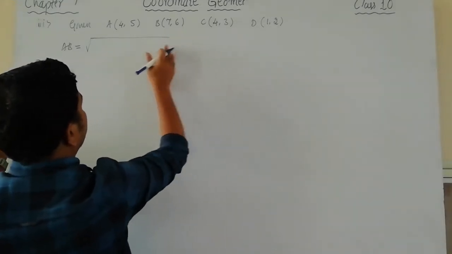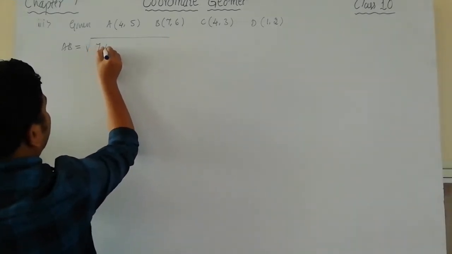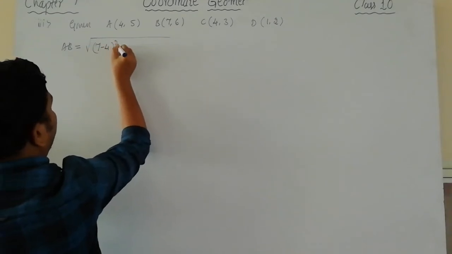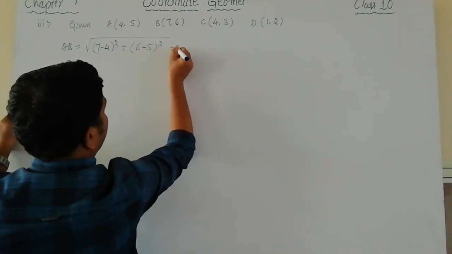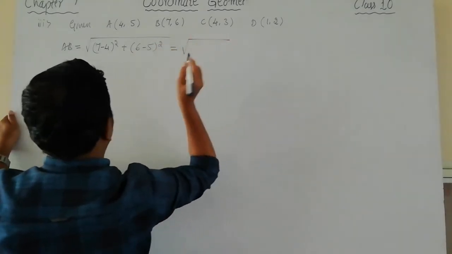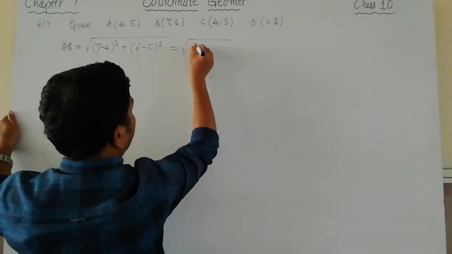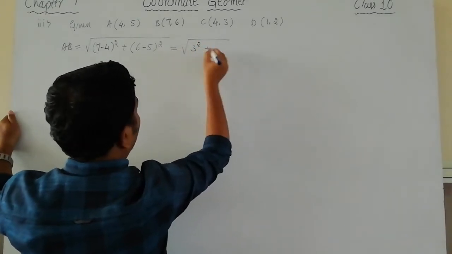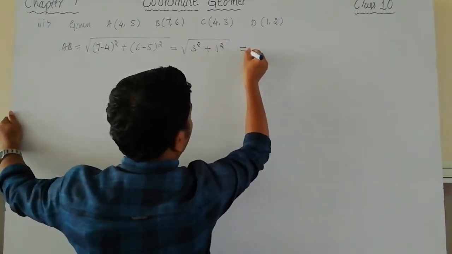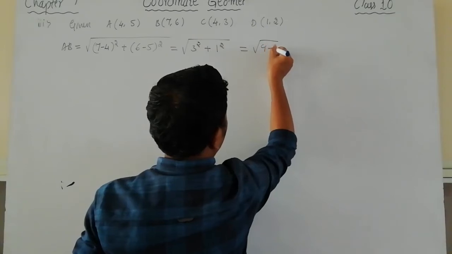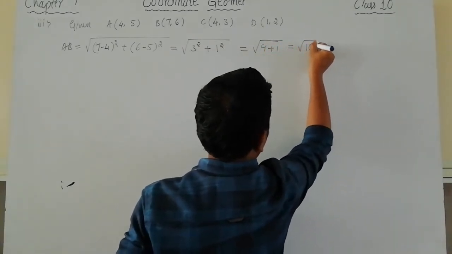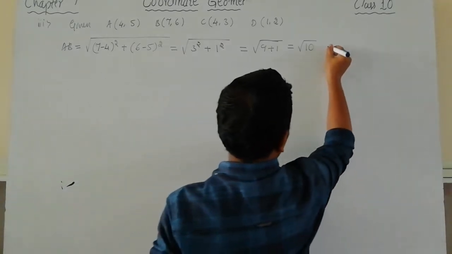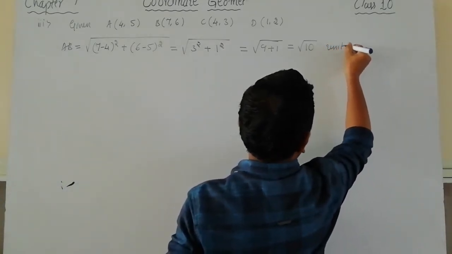So first AB: (7 minus 4) whole square plus (6 minus 5) whole square, which is equal to square root of 7 minus 4 means 3 square, plus here it will become 1 square. So 3 square means 9 plus 1, which is equal to square root of 10 units. Square root of 10 units.